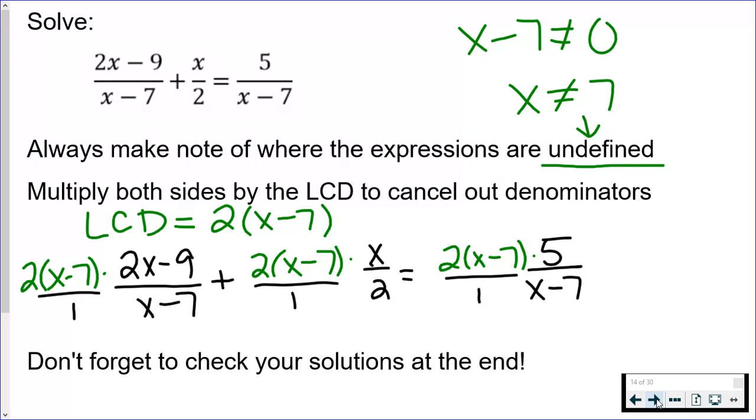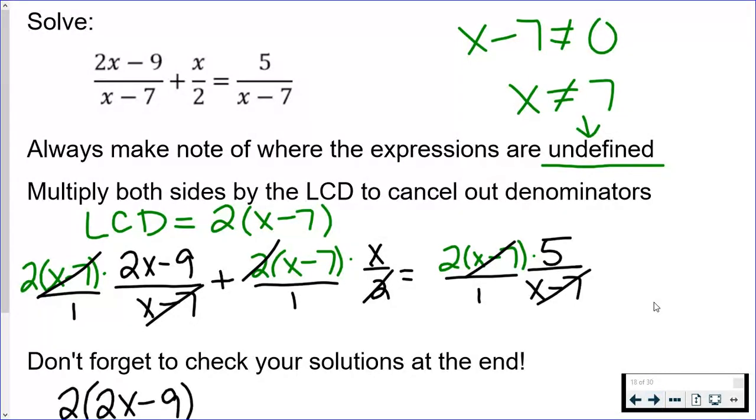And now if you look at each term, so this is all one term. So everything that I just blocked off is its own term. Those are being multiplied together. In the first one, the x minus 7 is going to cancel. In the second one, the 2 is going to cancel. And in the third one, the x minus 7 is going to cancel. So this allows us to not even have to deal with fractions anymore because all of my denominators are gone.